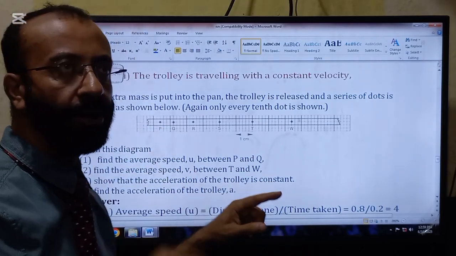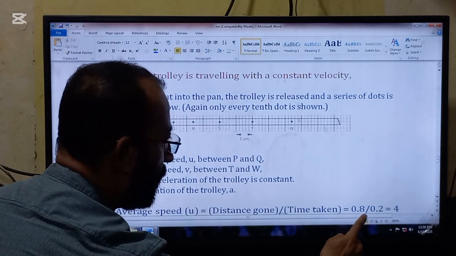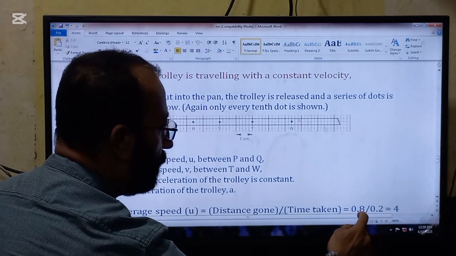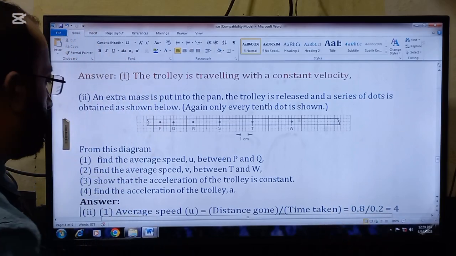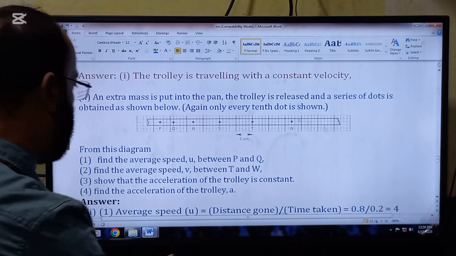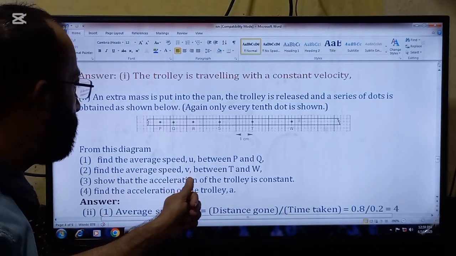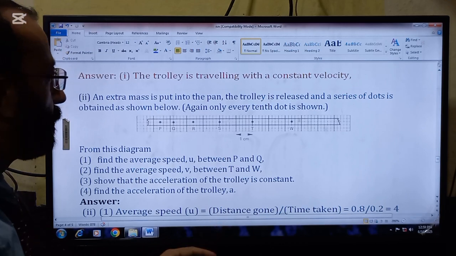So 0.8 over 0.2. Solve it on the calculator. This will be the answer. So if you have understood this part, the second part is the same. Find the average speed between T and W.